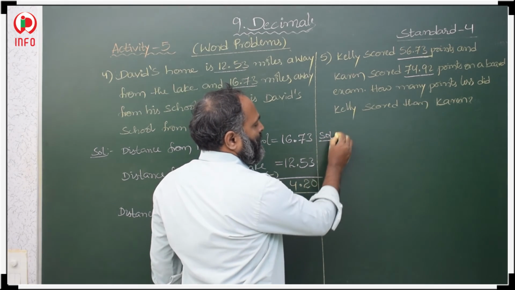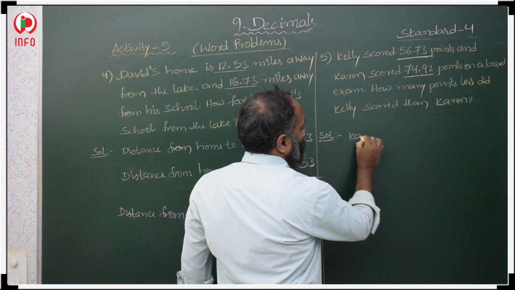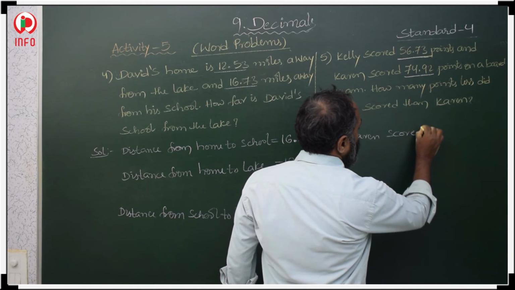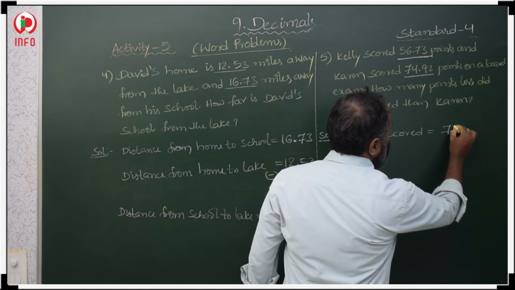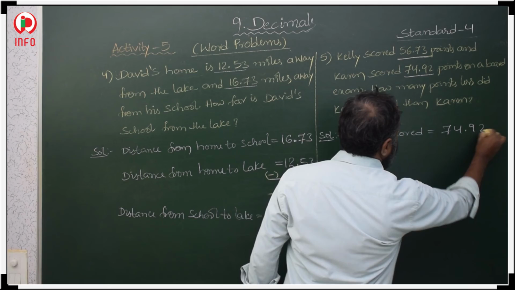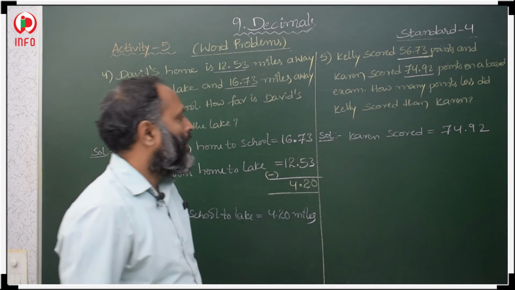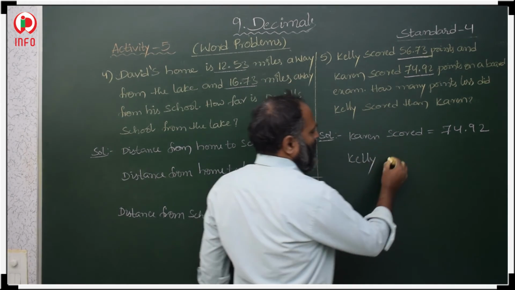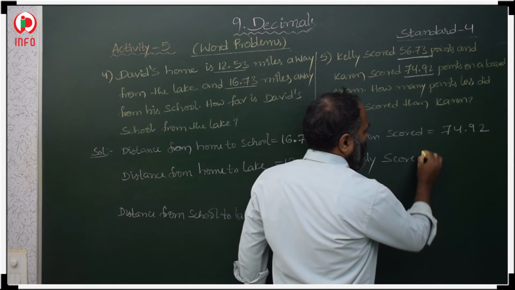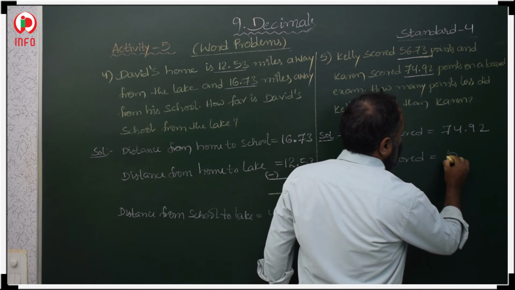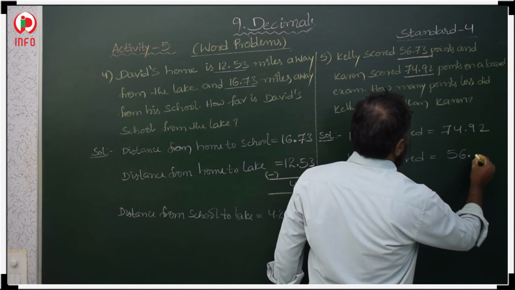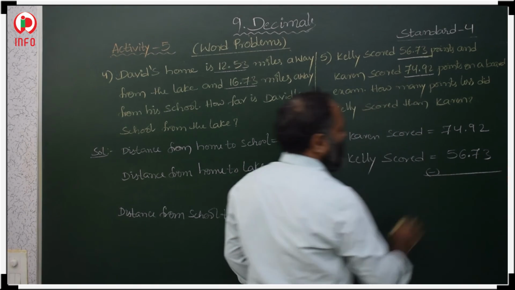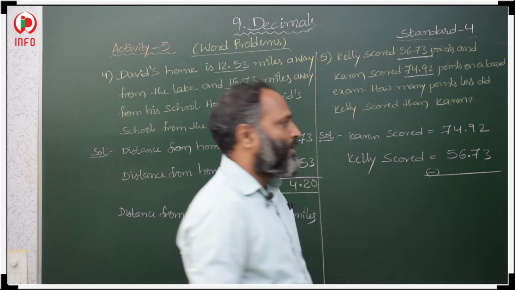First one, Karan scored in the board exam. How much? 74.92 marks. Okay. Then Kelly scored in the board exam 56.73 marks. Then how many less marks he got, he is asking. Means we have to subtract.